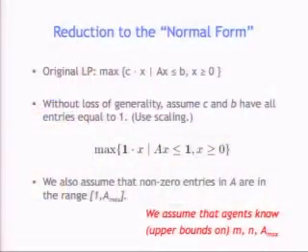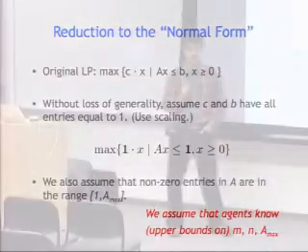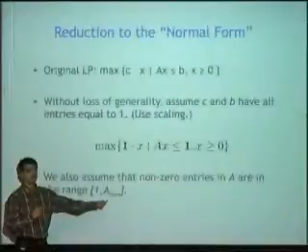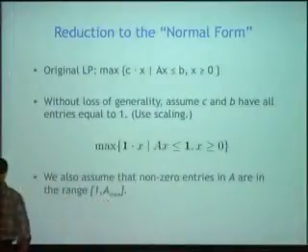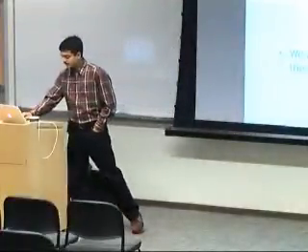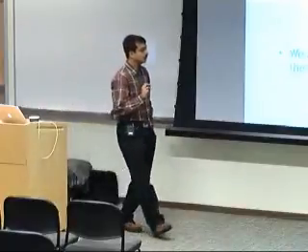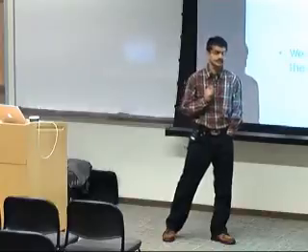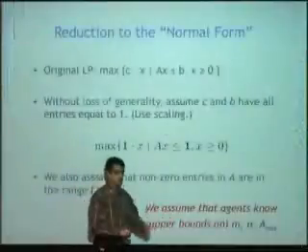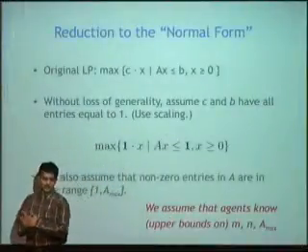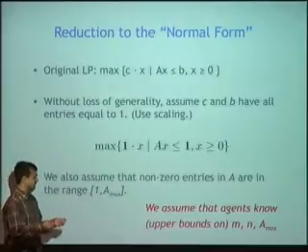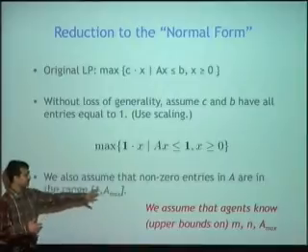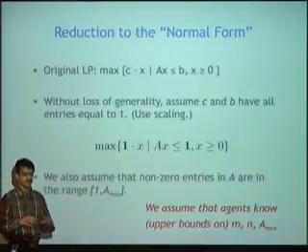And we also assume that all the non-zero entries in A lie in the range 1 to A max, where A max is some real number. And we assume that these agents know the values of m, n and A max. m is the number of constraints, n is the number of variables. They need not know the exact values, it's enough to know some upper bounds. These values are used to set some parameters in their algorithm.